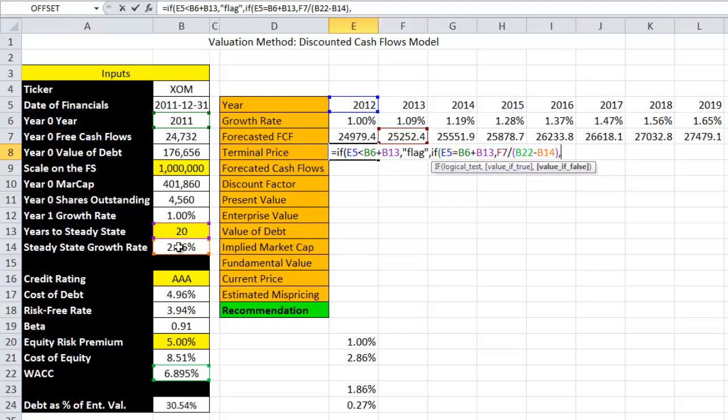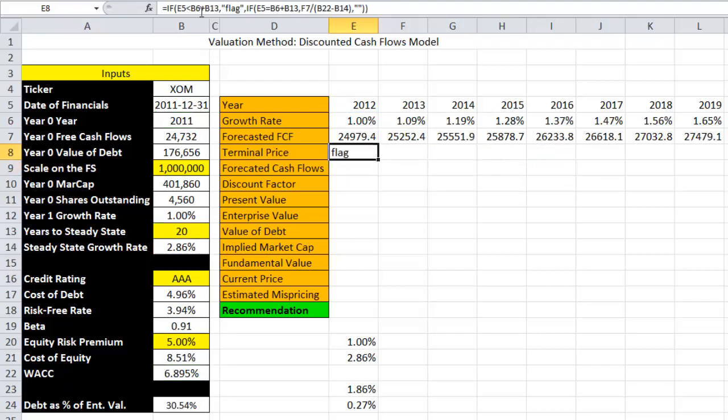Now, what if that's not true, though? So let's look at our formula for a second. We've said if the year is less than the terminal period, flag it. If it equals the terminal period, calculate a terminal price. If it's not less than or equal to the terminal year, then we don't want to see anything. So we do that, and we close up all the parentheses.